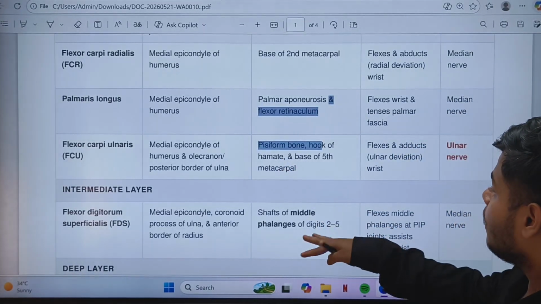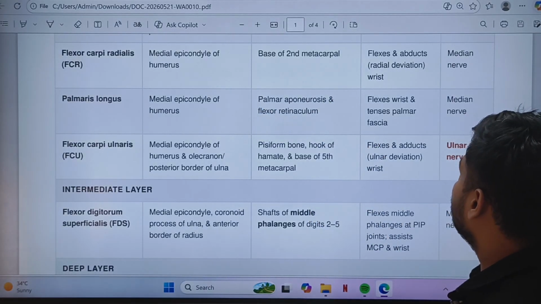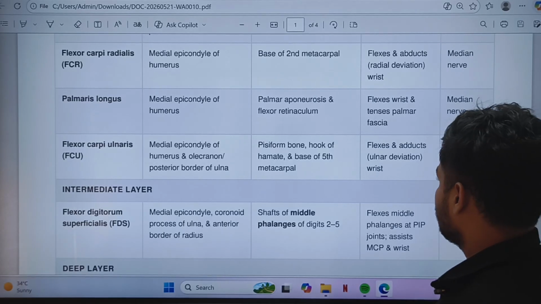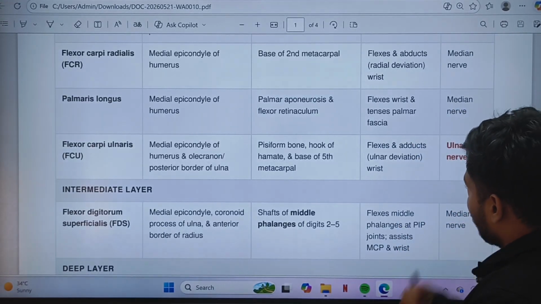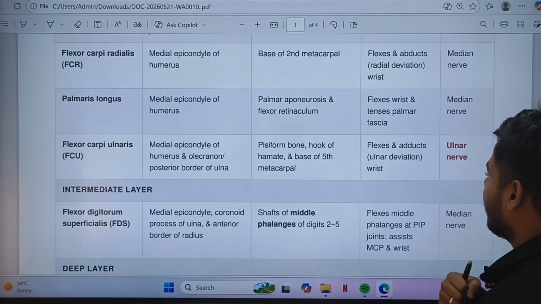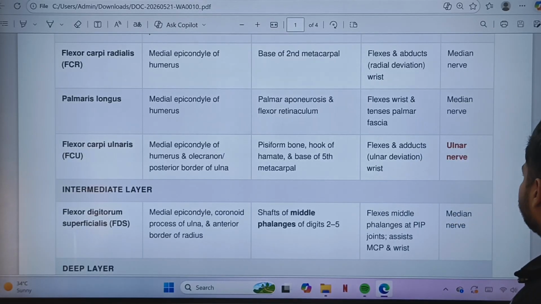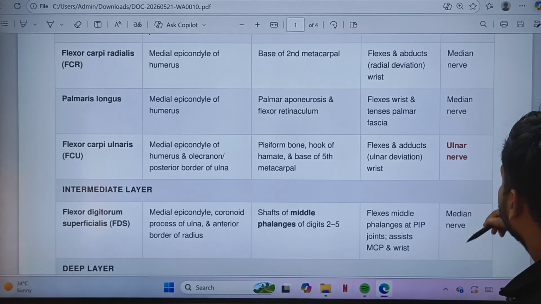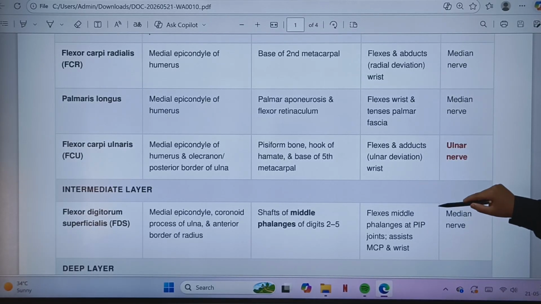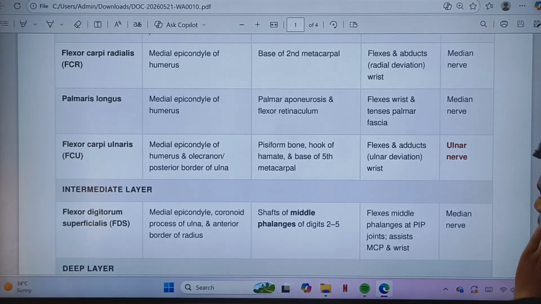Now let us see flexor carpi ulnaris, which originates from the medial epicondyle of the humerus and the olecranon or the posterior border of the ulna, and it inserts on the pisiform bone, which is a carpal bone, the hook of the hamate, which is also a carpal bone, and the base of the fifth metacarpal. Its action is flexion and adduction. It is also used for ulnar deviation of the wrist. It is supplied by the ulnar nerve. I have marked it in red because all the others are supplied by the median nerve; only this one is supplied by the ulnar nerve.